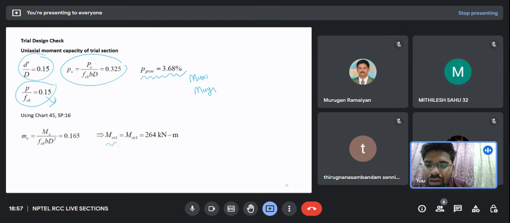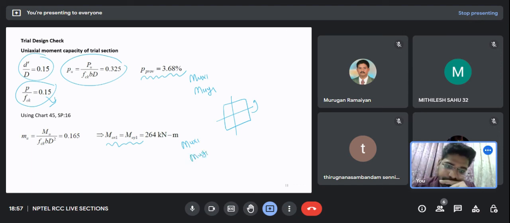Now since my column is square, d dash by d will remain the same, Pu will remain the same, and the percentage of steel is already the same. That's why my Mux1 and Muy1 are equal. So again a question for you: what if my section was not square? I will get one value of Mux1 because my moment was acting along that axis. How will I get Muy1 if my section was not square? Come on, answer me.